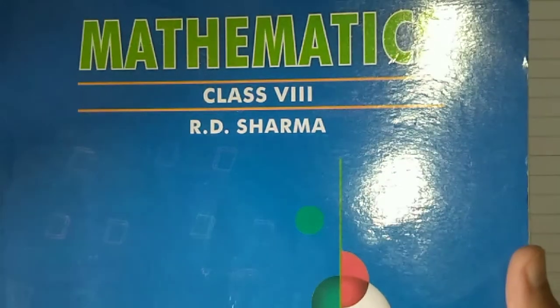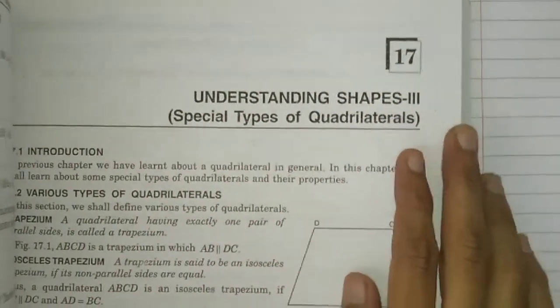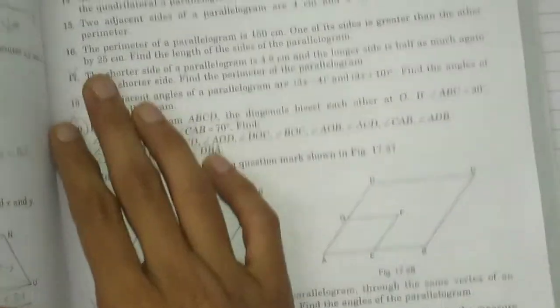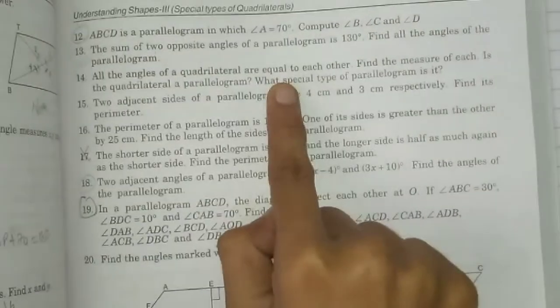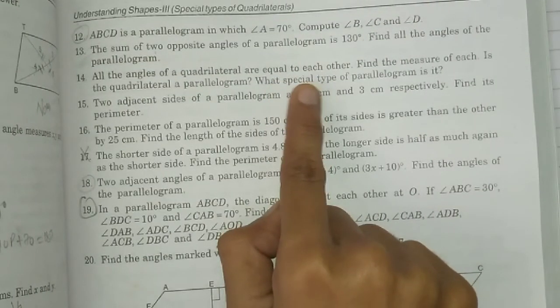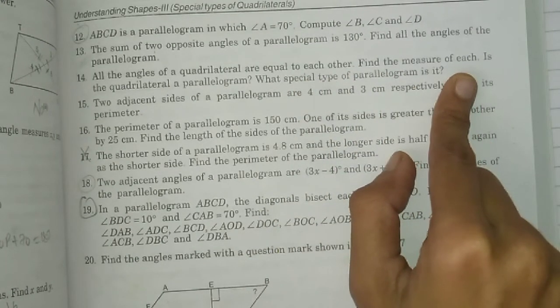From R.D. Sharma, class 7th, mathematics, chapter number 17, understanding shapes, 3 special types of quadrilateral. In that, exercise 17.1, question number 14. In a quadrilateral, all angles are equal to each other. Find the measure of each. We have to find the measure of each angle.